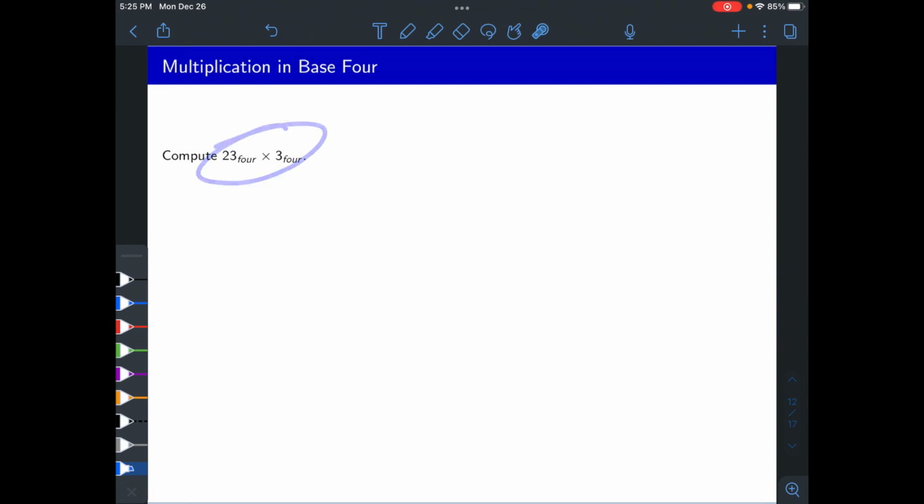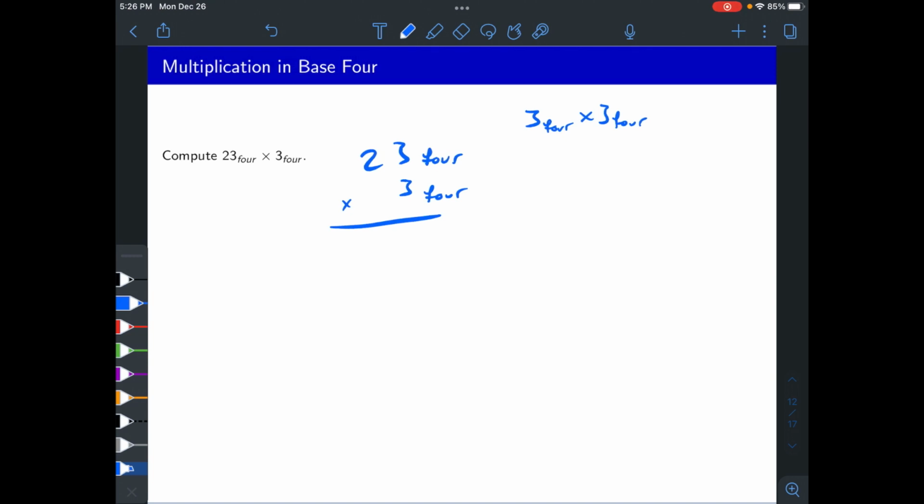All right, 23 times 3. So 23 base 4 times 3 base 4 is what? So we have to do first 3 times 3 base 4. Maybe you're squinting your eyes and thinking, what the heck is 3 times 3? Well, in base 10, 3 times 3 is the same as 3 plus 3 plus 3.